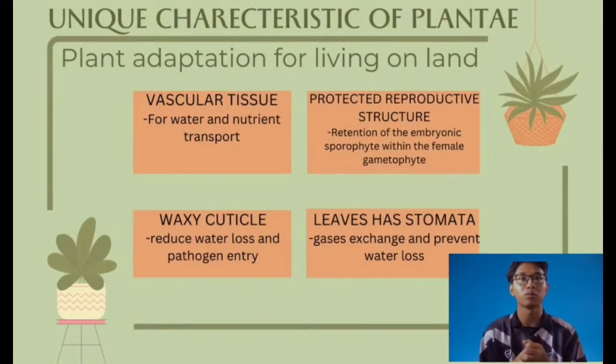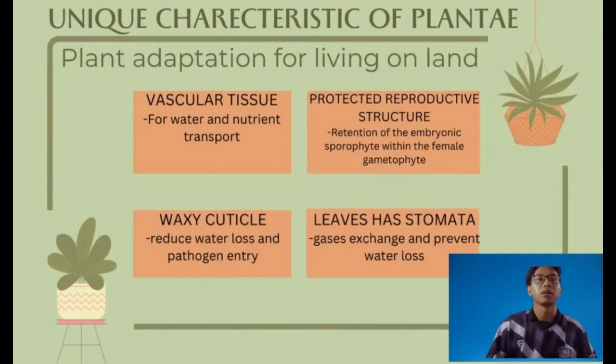The third is a protected reproductive structure for retention of the embryonic sporophyte within the female. Last is that the leaf has stomata. Stomata is the place where the gas exchange occurs between oxygen and carbon dioxide. It also prevents water loss.